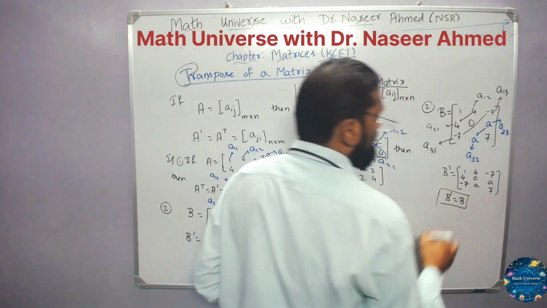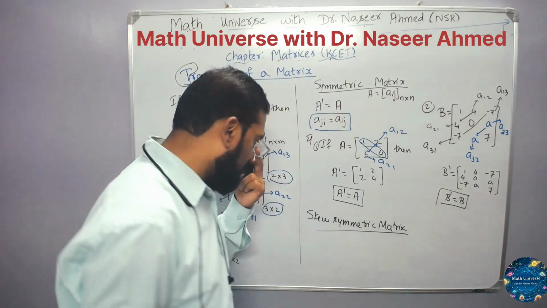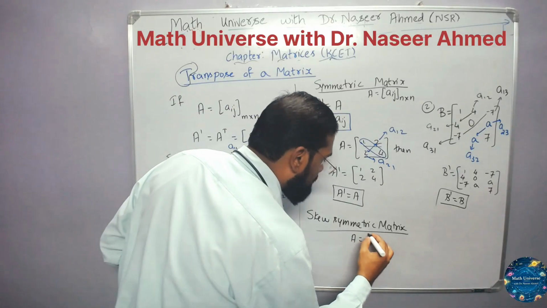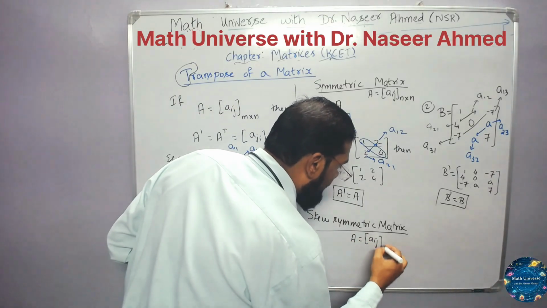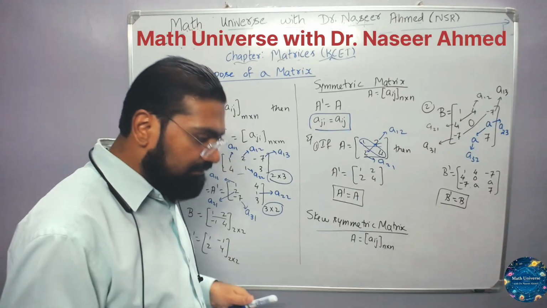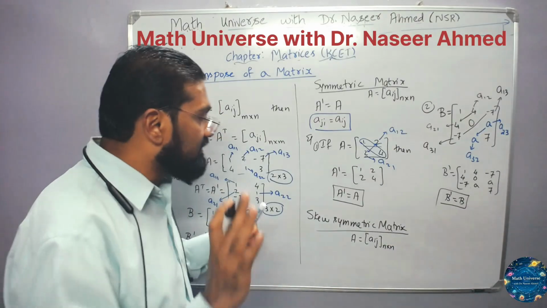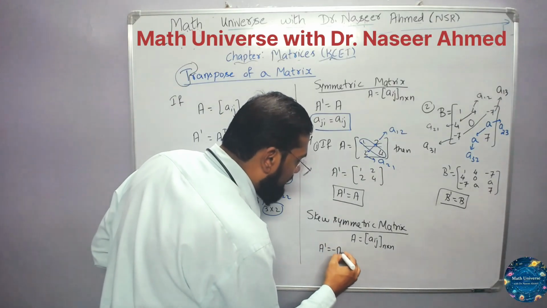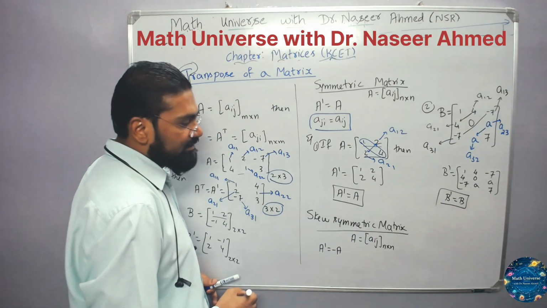nothing but B transpose is equal to B. Okay, now coming to skew symmetric matrix, a square matrix. Again, if a given matrix is a square matrix, nothing but Aij, n by n. So skew symmetric matrix and symmetric matrix both are what? Square matrices first. And if I take the transpose of this matrix, I should get negative of A. Only then I say it is skew symmetric.